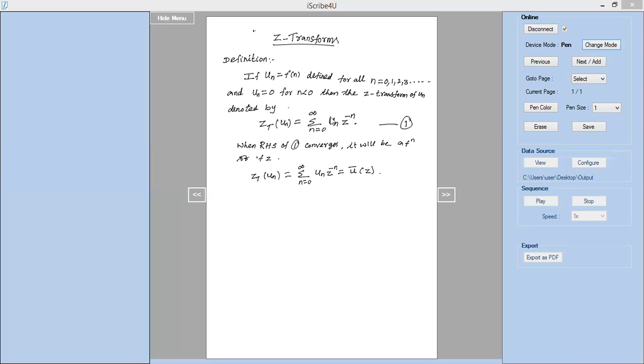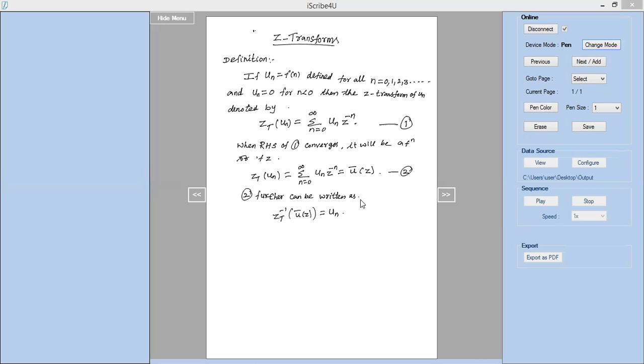So here we are going to study the inverse transform also. This one I will take as equation 2. This equation 2 further can be written as Z inverse of u bar of z equal to u_n. This is the Z transform, and this one we are calling the inverse Z transform.